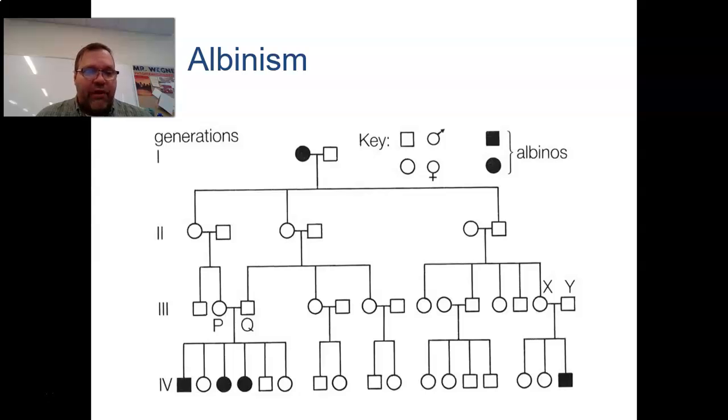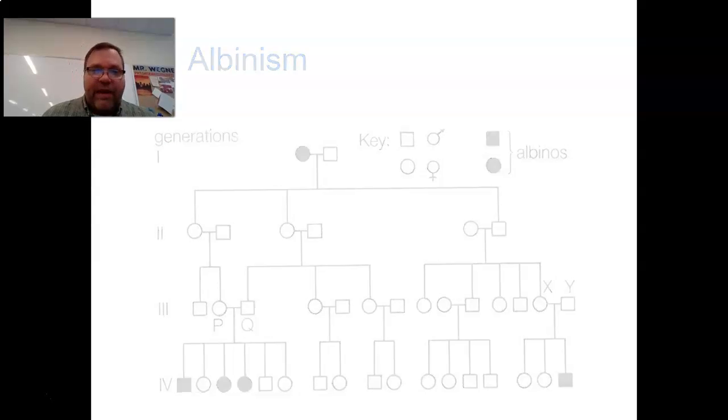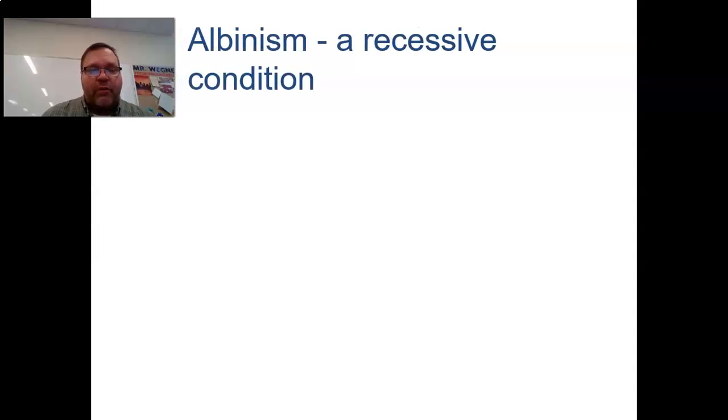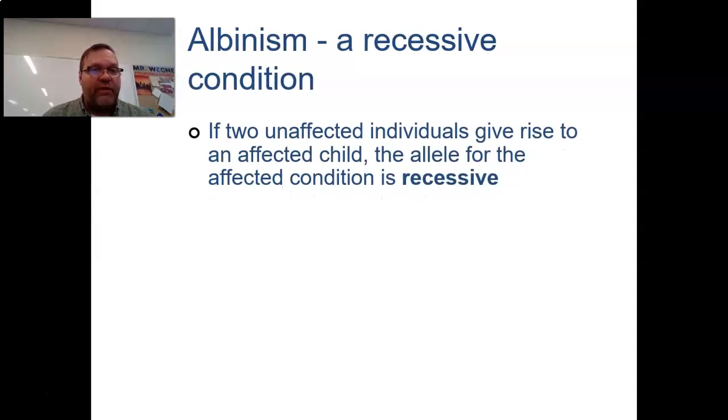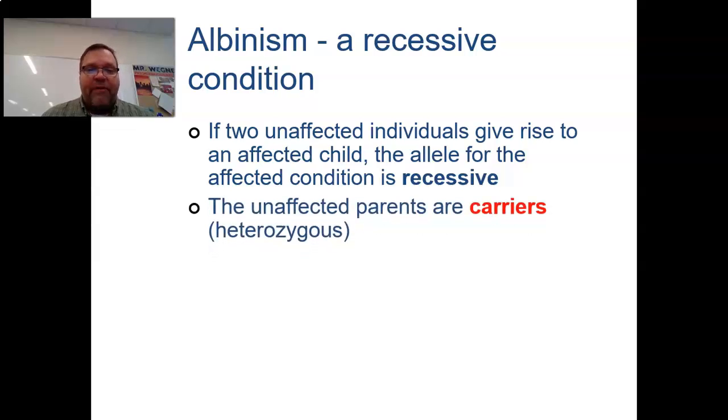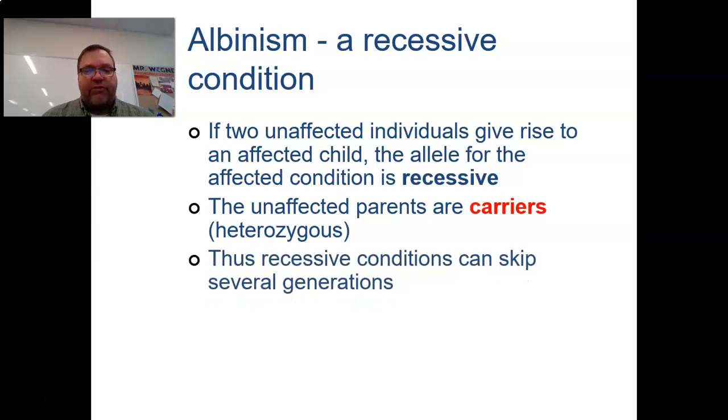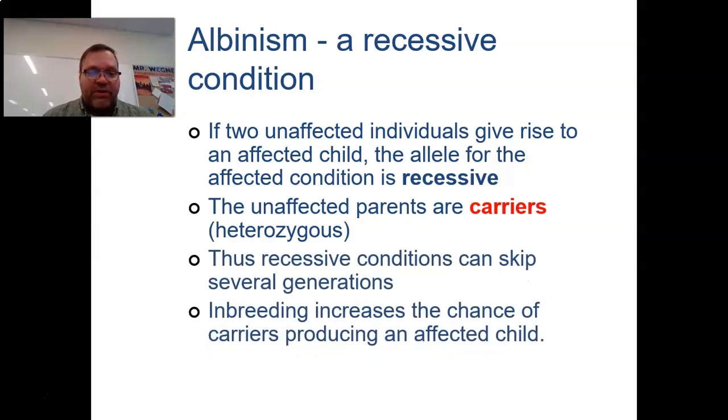So it looks like we got 4 generations, okay? And let's find out what albinism is. It's a recessive condition, so that means a lowercase letter. If 2 unaffected individuals give rise to an affected child, the allele for the affected condition is recessive. Recessive means lowercase. The unaffected parents are carriers. They have a capital, which means they don't have the condition, and they have a lowercase, which means they carry the condition. Thus, recessive conditions can skip generations.